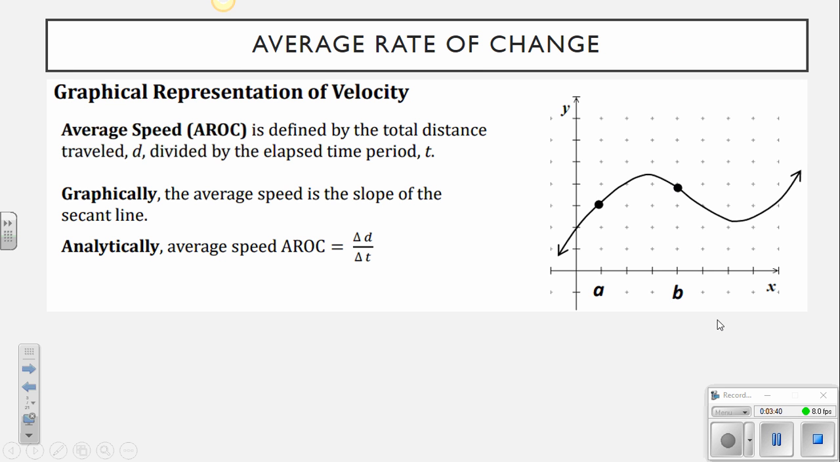All right, so we have been talking about this idea of average rate of change for a very long time. You're probably almost tired of me talking about it at this point. But just to drive home the fact, an average rate of change is defined by the total distance you travel over the elapsed time period. We call average rate of change the slope. But that is sometimes not a good representation of the rate of change that we're looking at.